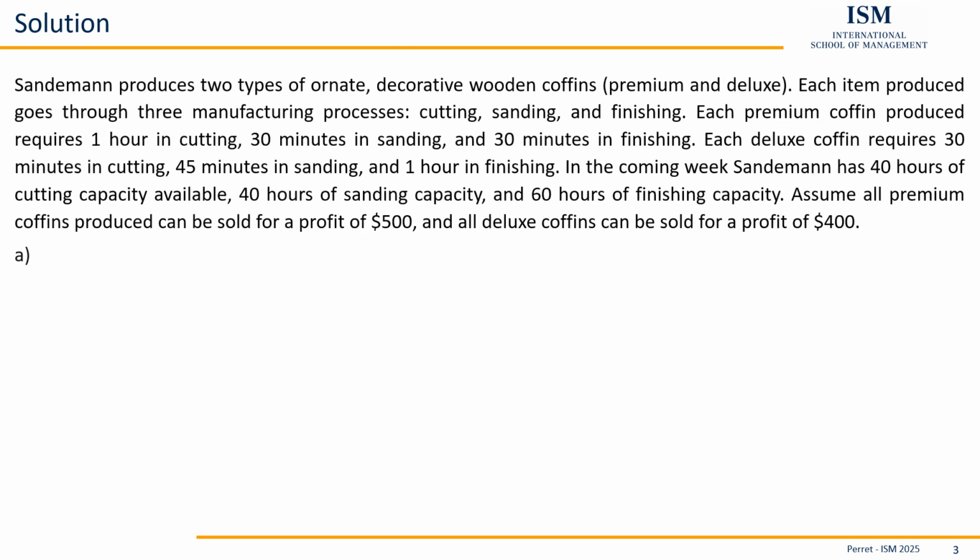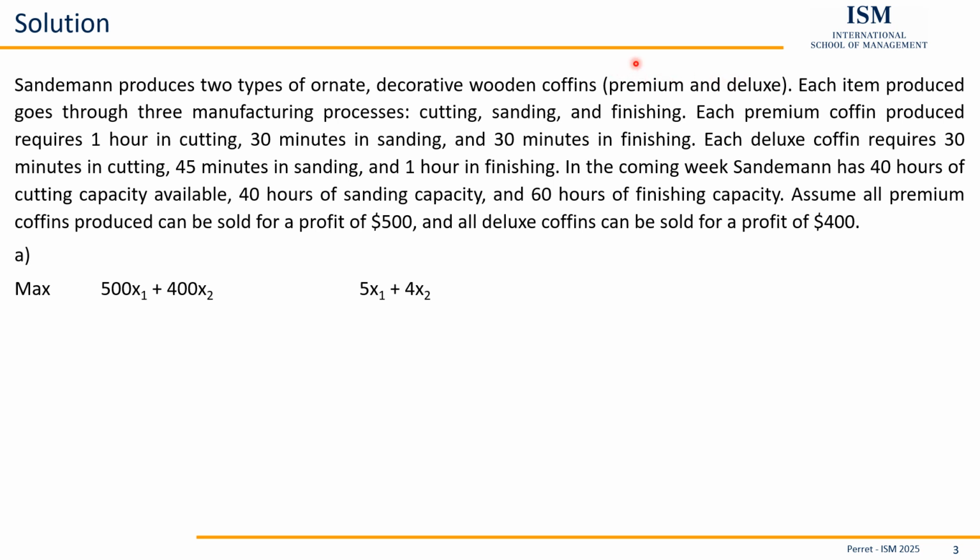This is what we're going to do here. We're going to start with the objective function. We see here they get profit from selling their coffins. So as they would act like a normal company, they would aim for maximization of their profits. They have two types of products which they are selling, premium and deluxe coffins.